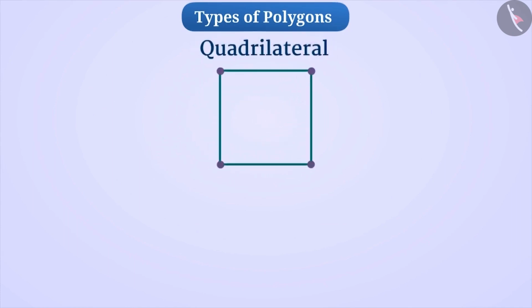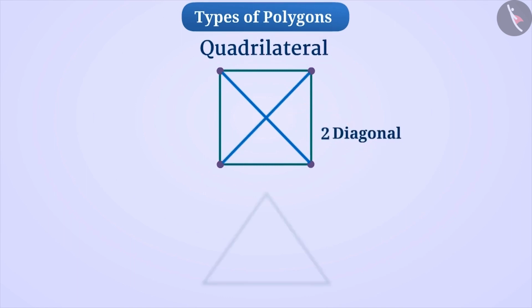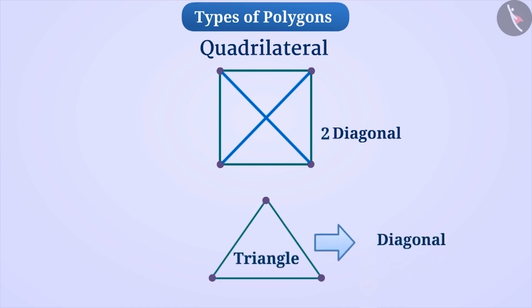Now let's talk about the diagonals of a polygon. Do you remember what is a diagonal? Think for a while. Absolutely right. If any two vertices which are not adjacent are joined, then the line segment formed is called a diagonal. For example, in a quadrilateral, 2 diagonals can be drawn, but no diagonal can be drawn in a triangle. So the number of diagonals in a triangle is 0.